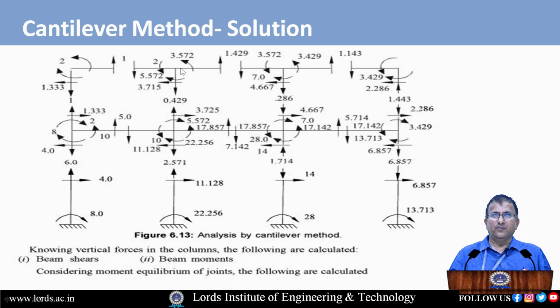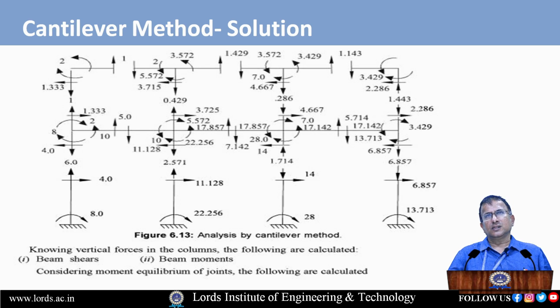Now we should find out the horizontal shear in the third column. What is the horizontal shear in the third column now? H into 1.50 equals 3.572 plus 3.429, that is 7. So H equals 7 by 1.50. The value we can get is 4.667 kilonewtons. So again, come to the last column.